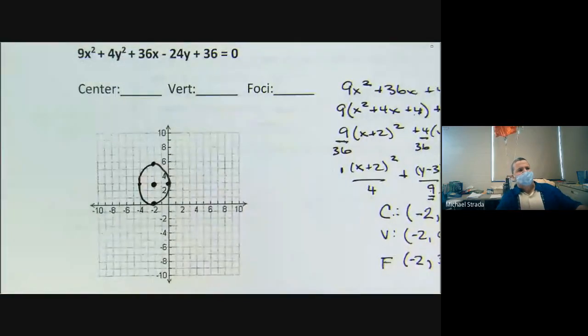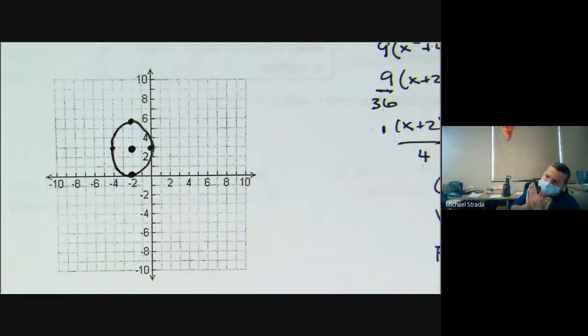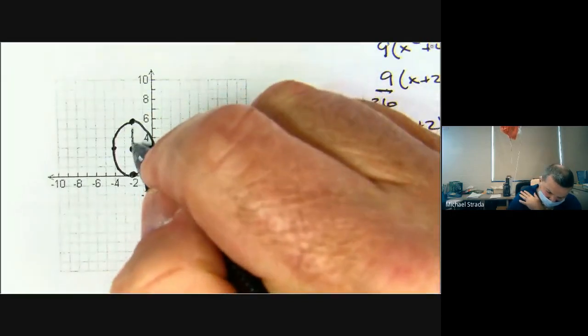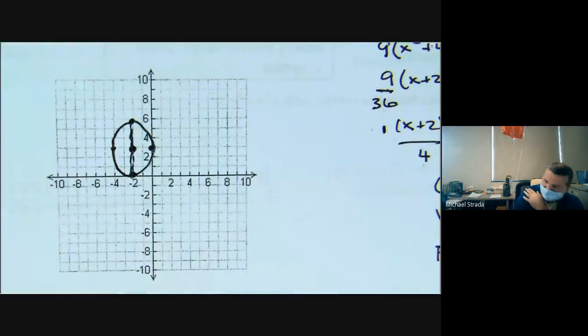You're asking me why, which is a good question. The foci are always on the major axis. You got me? So this is the major axis. It's the longer axis. So that tells me I add it to the y. Whatever the major axis is, that's what you add to. Good?